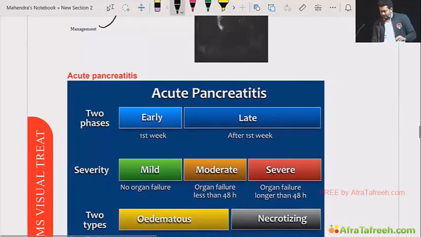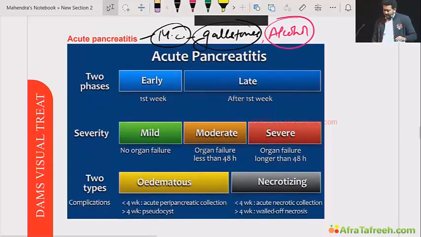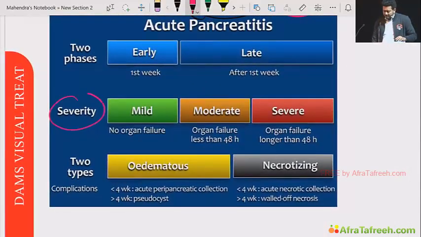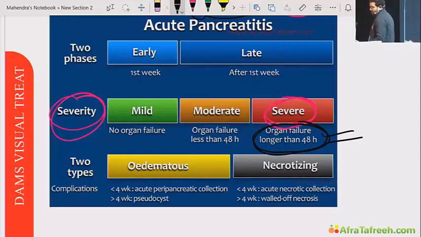Acute pancreatitis. What is the most common cause? Gallstones. Gallstones are the most common cause, followed by alcohol. Talking about the severity, this is an important question. When will you say it is a severe acute pancreatitis? If there is persistent organ failure for more than 48 hours. Persistent organ failure for more than 48 hours is the most acceptable definition for the severity of acute pancreatitis.